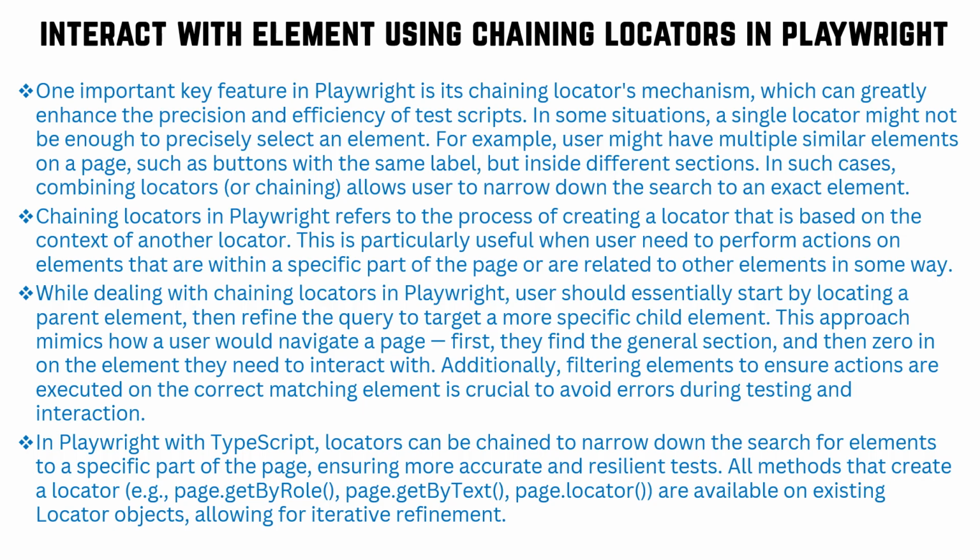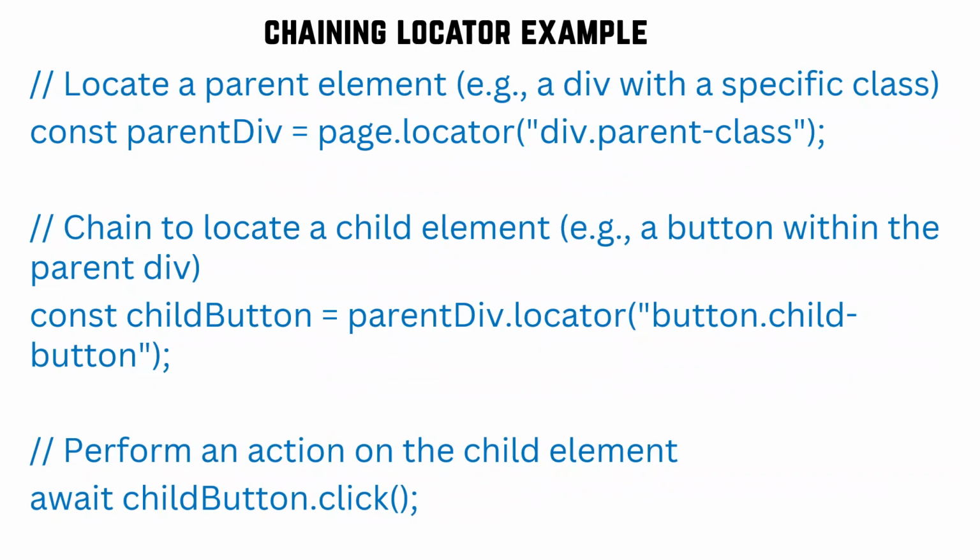Additionally, filtering elements to ensure actions are executed on the correct matching element is very crucial to avoid errors during testing and interaction. Okay, so you can chain multiple built-in locators, or multiple CSS or XPath custom locators, also for the chaining. So what is the way chaining works?